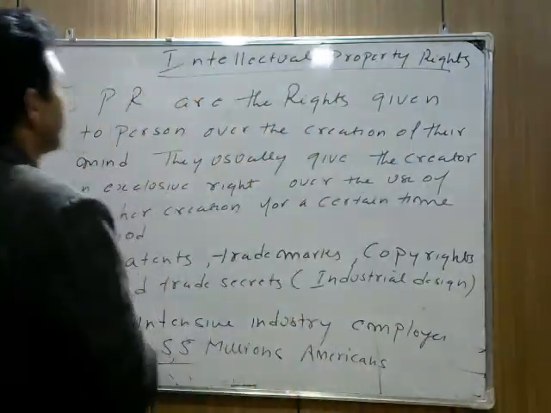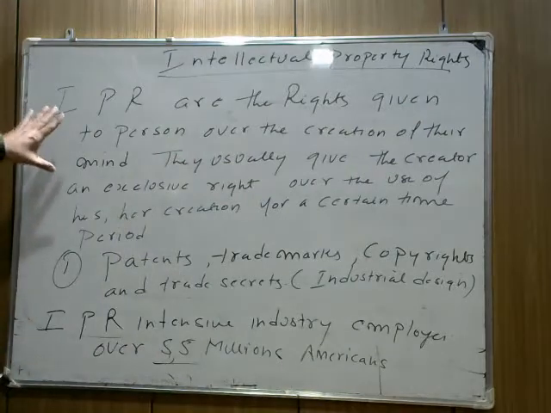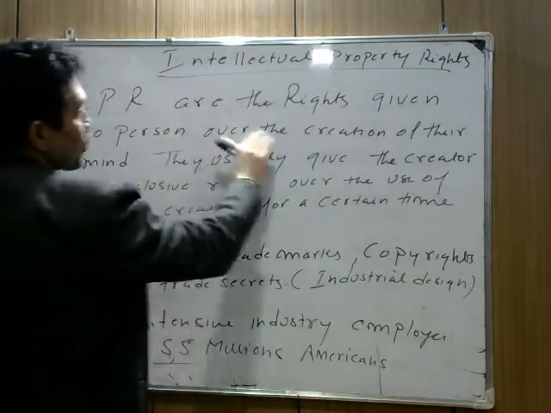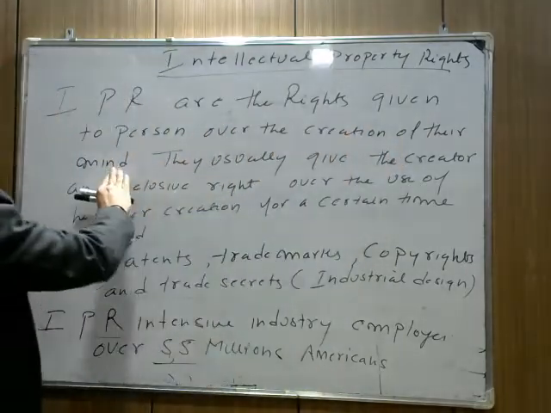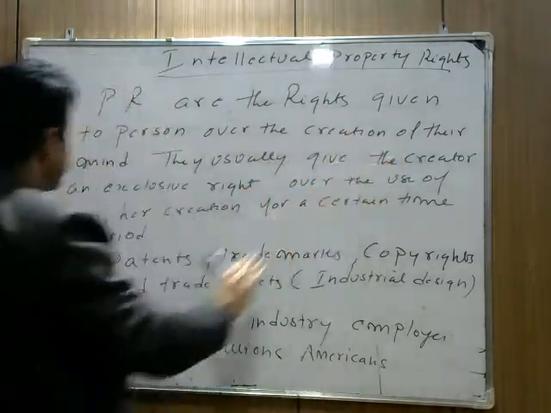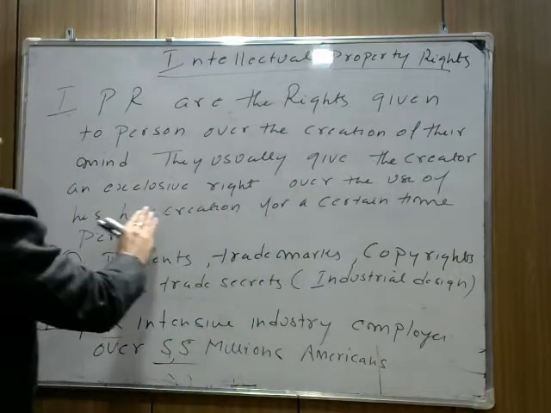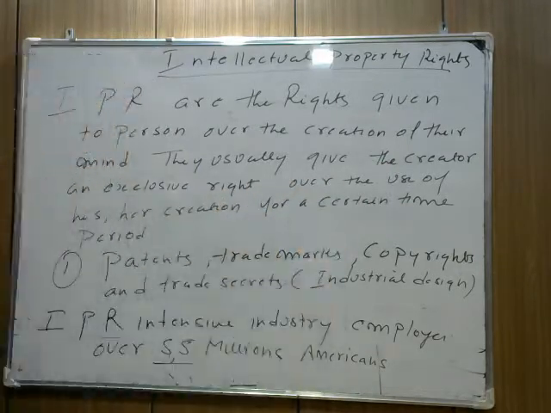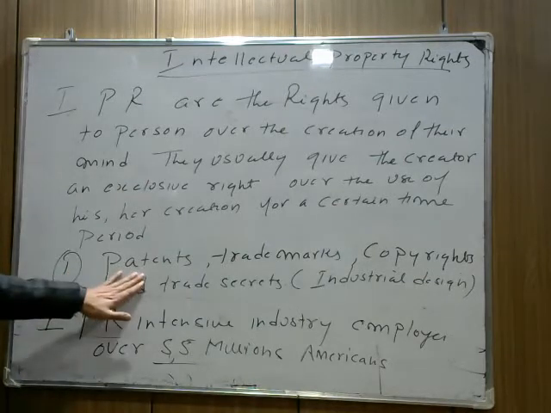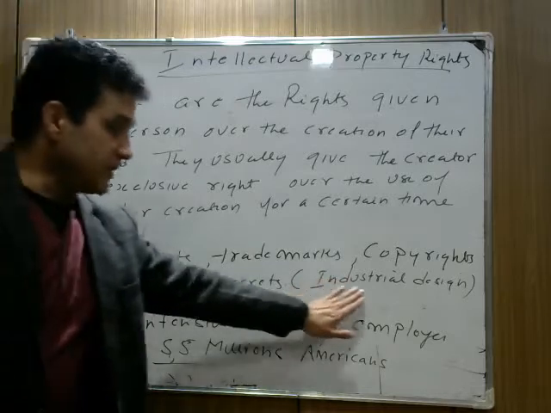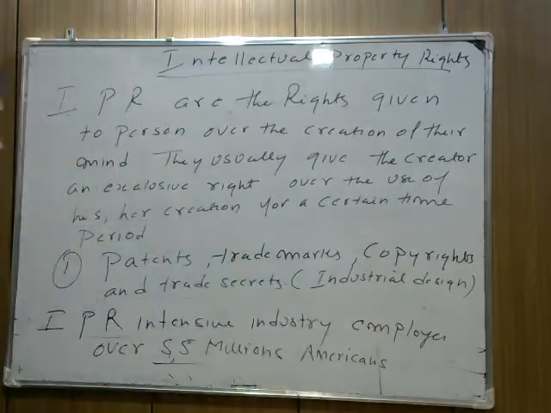So basically, when we study intellectual property rights, you know that intellectual property rights are the rights given to a person over the creation of their mind. They usually give the creator an exclusive right over the use of his or her creation for a certain period of time. Patents, trademarks, copyrights, trade secrets, and industrial design are examples of IPR.